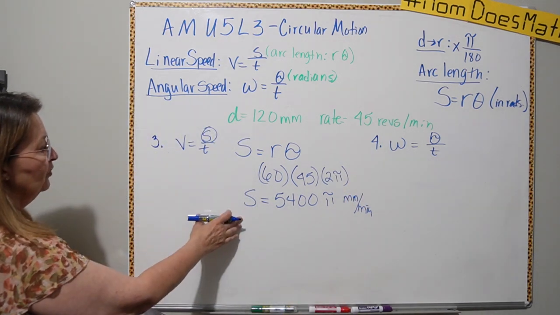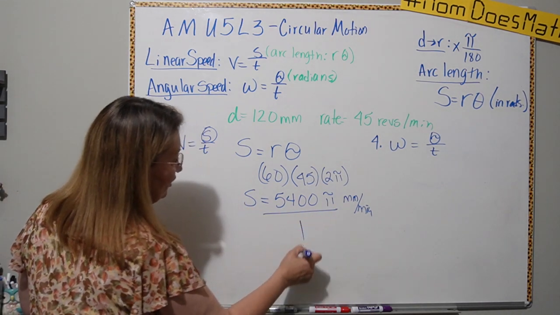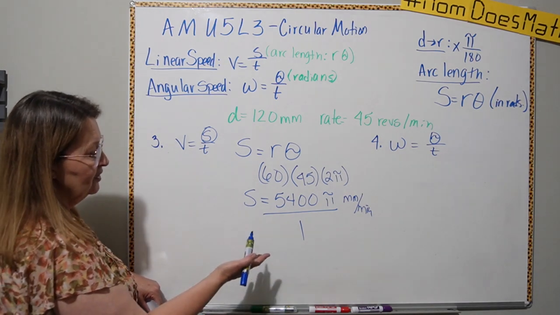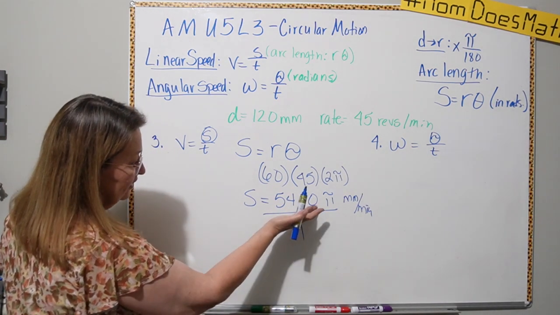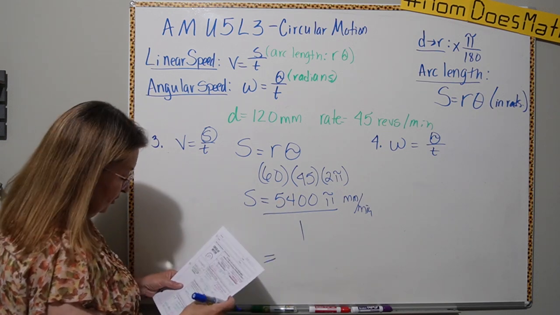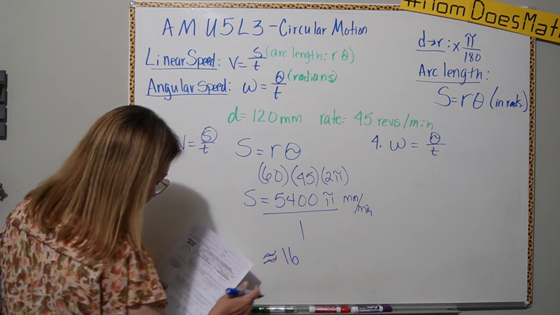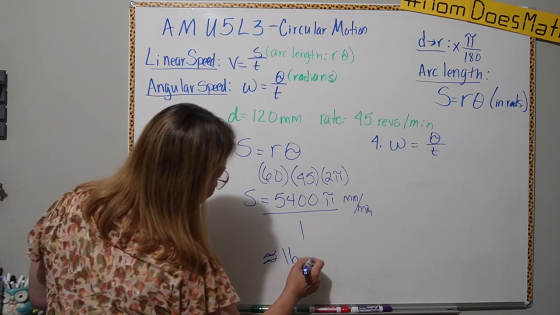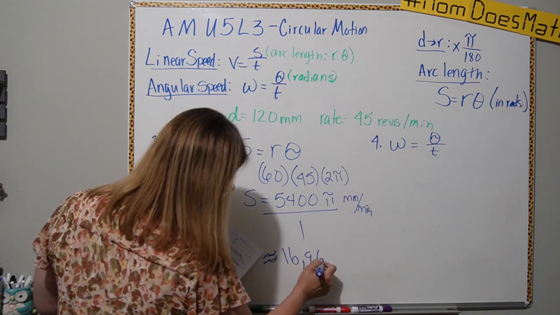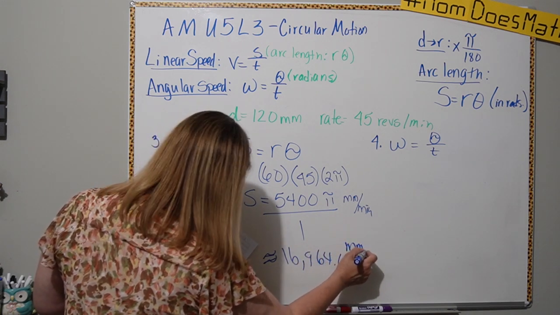Okay, so now we're ready to put it here. All you're doing, once you find S, is dividing by time, and this time is for 1 minute. So we don't really have to do anything. Now we are going to convert this to a decimal. So when you put 5,400 pi into your calculator, that is going to give you, approximately, 16,964.6 millimeters per minute.